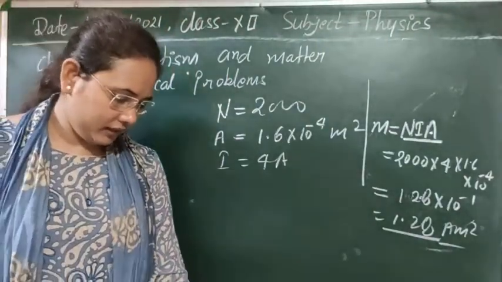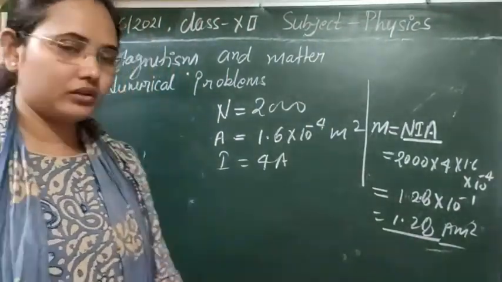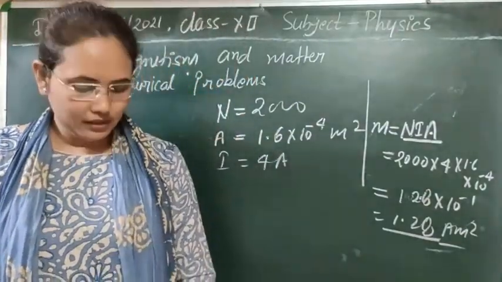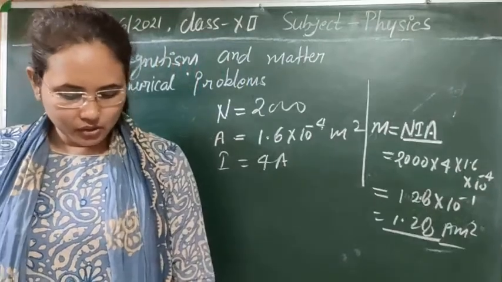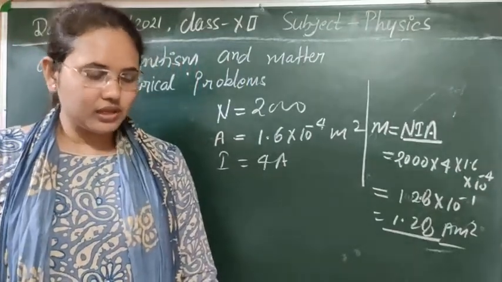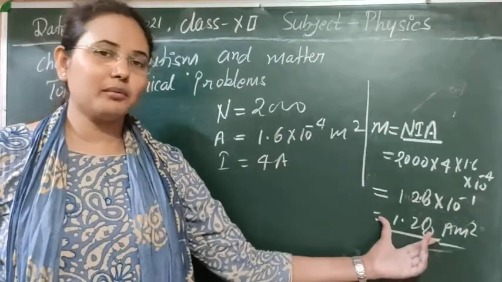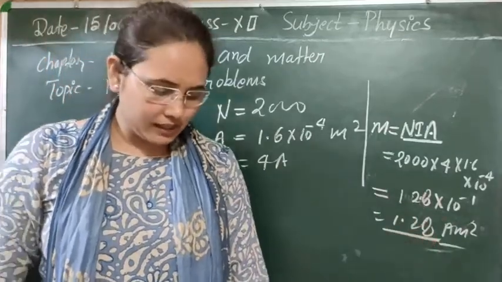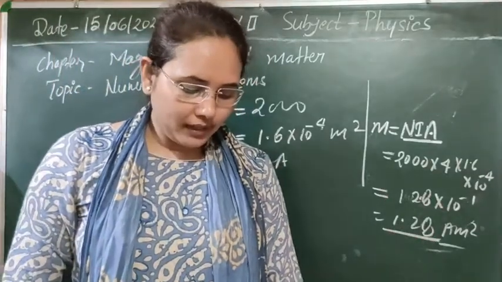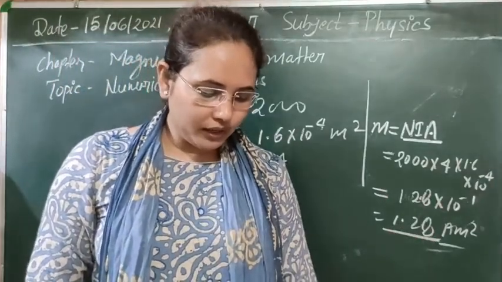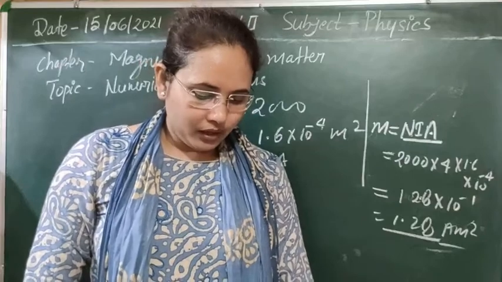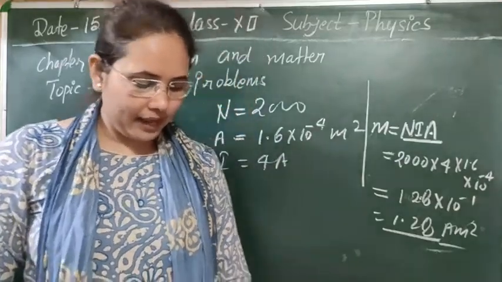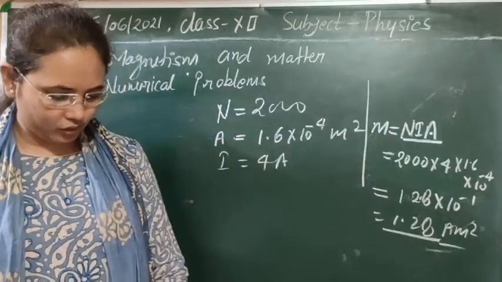Next, let's come to the question again. This is the data that I have written here. First question is: what is the magnetic moment associated with the solenoid? This is the magnetic moment that we have calculated, associated with the solenoid. Second question is: what are the force and torque on the solenoid if a uniform magnetic field of 7.5 into 10 to the power minus 2 Tesla is set up at an angle of 30 degree with the axis of solenoid?